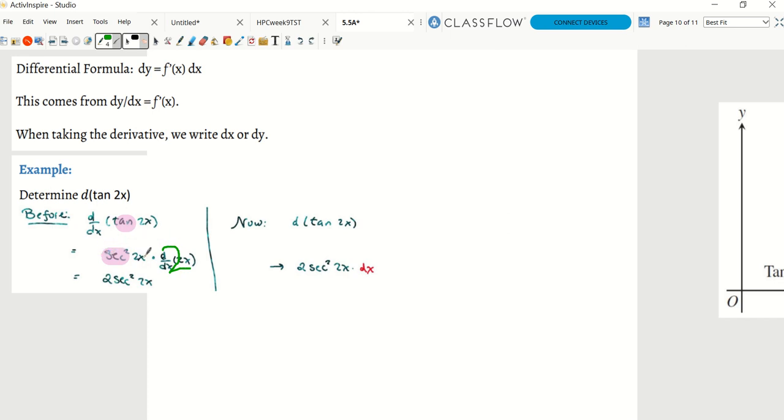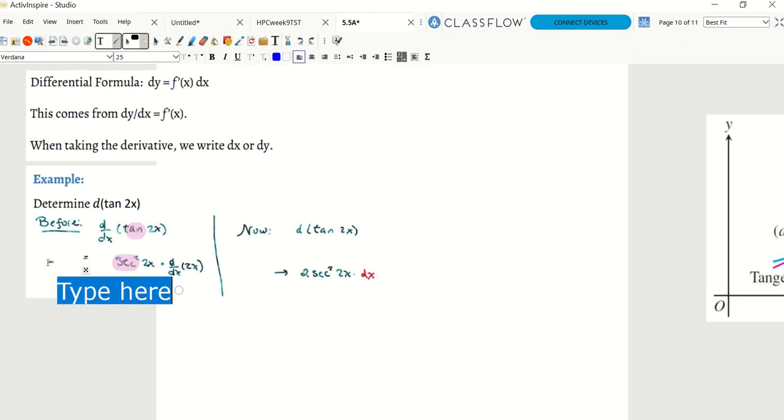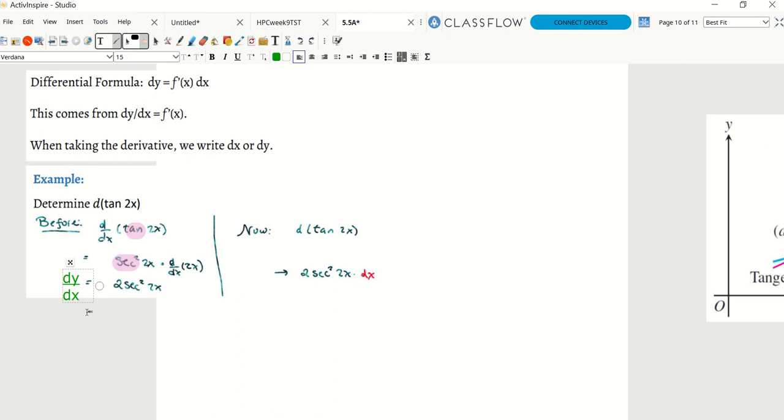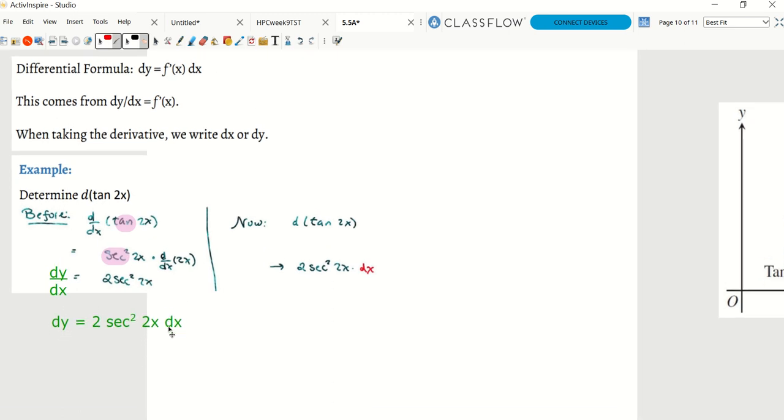Now, the only difference now that we're doing, remember, this is dy over dx. The only new thing that they're doing is they are going to just multiply both sides by dx. So when you multiply both sides by dx, you're going to get dy. And that's it. That's really the main part of today's lesson.